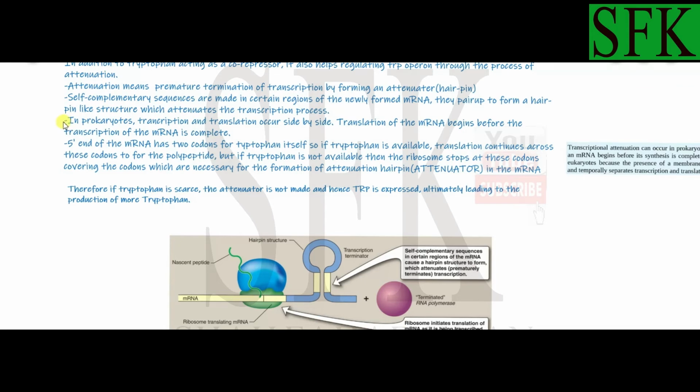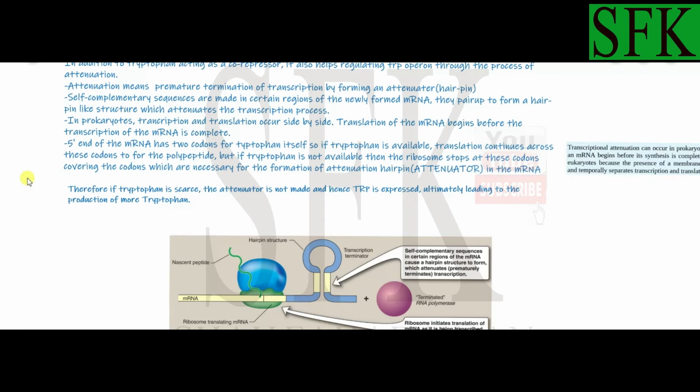In order to understand that, we must know the fact that in prokaryotes, the transcription and the translation processes, the formation of the mRNA and then translation of that mRNA into a protein, occur side by side. They are linked to one another. The translation of mRNA actually begins even before the transcription of mRNA is fully completed. So after knowing this fact, at the 5' end of the mRNA, there are two codons that code for the tryptophan amino acid itself.